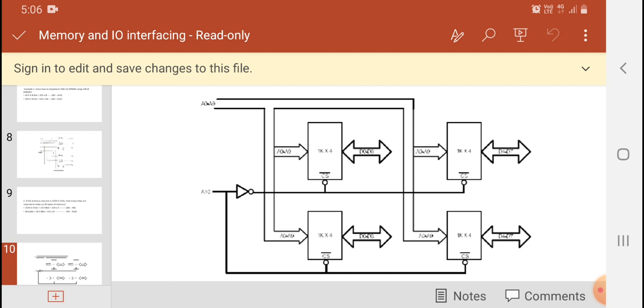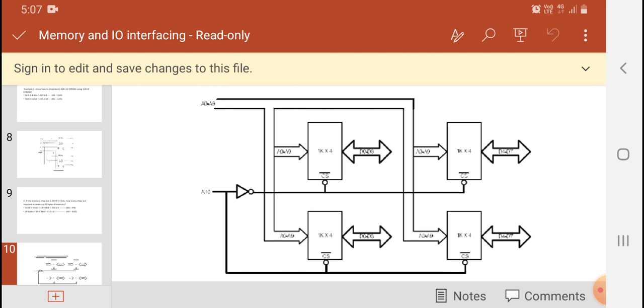The upper two blocks are going to give me 1K cross 8. You can see the first one is 1K cross 4 and the second, the top one, is 1K cross 4, and both have different chip selects.